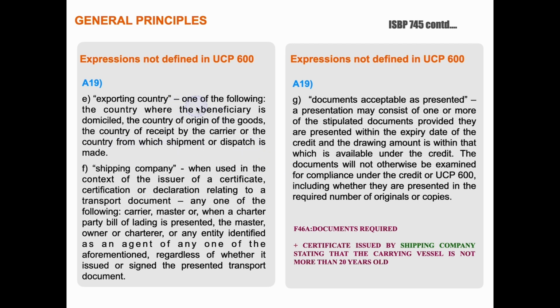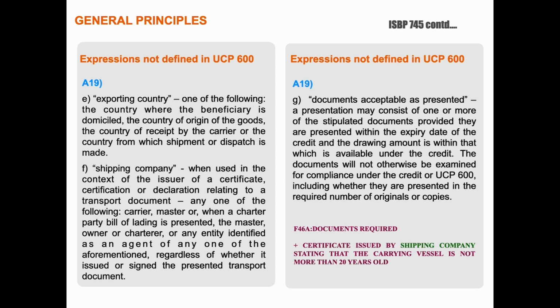The first one is okay, where the beneficiary is located, right? Next one, the exporting country can be the country of origin of the goods. That also okay. But the next one, see carefully, the country of receipt by the carrier. Sometimes the carrier may receive the goods in some country and may be shipped from some other country. This happens generally in case of a multimodal transport or transshipment.